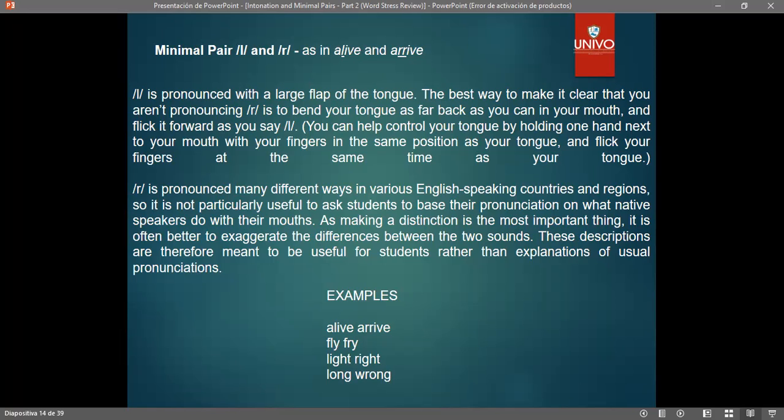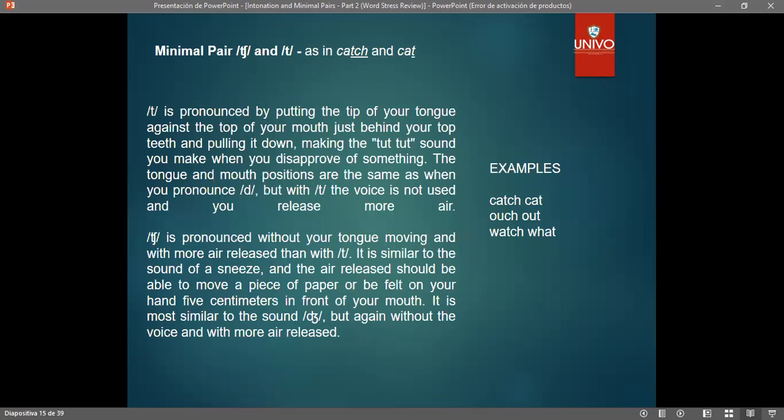Here you find some examples like fly, fry, light, right, long, and wrong. I guess when you're watching this, you can say, "Wow, this is so easy," right? Maybe, maybe. But if you have a question or if you don't understand something, please let me know.